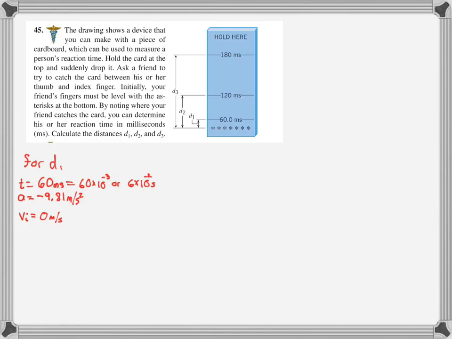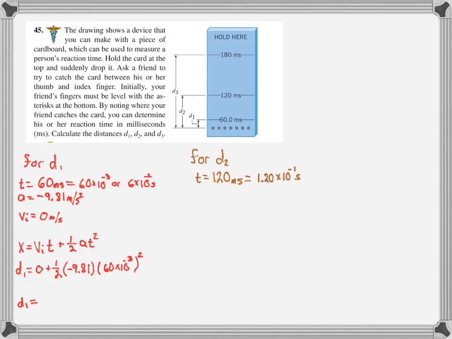From there we can calculate D1, which is the displacement, by using the v initial t plus 1 half at squared equation. So we plug in our variables, don't forget to square, and we calculate our distance from there. And I'll leave that up to you guys to work on.